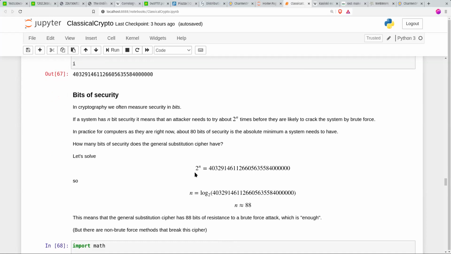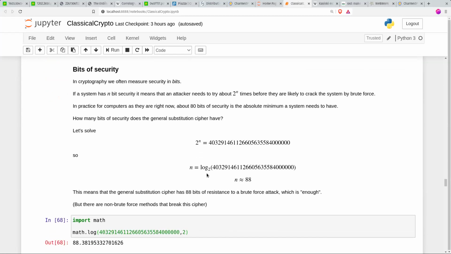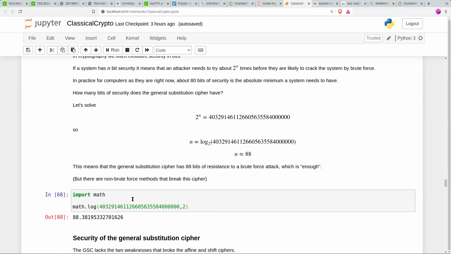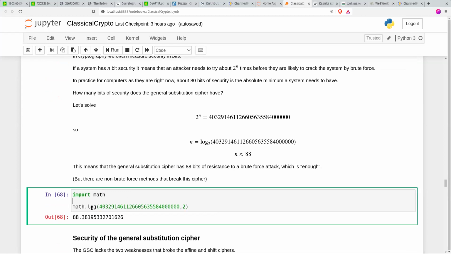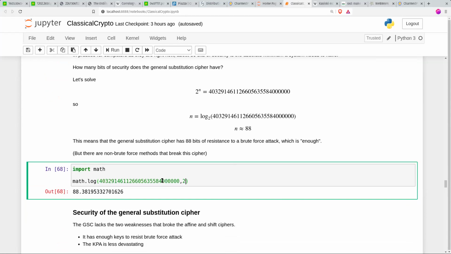We need to solve this equation, 2 to the n equals 26 factorial. You can do that by taking log base 2 of both sides. Here is where I do it down here in the Python code. You take the log of the big number, and I put a 2 here because I want log base 2. The answer turns out to be 88. So 26 factorial is approximately 2 to the 88th power. It's actually 2 to the 88.38. That means it's 88 bits of security, which is enough to have real cryptographic strength.